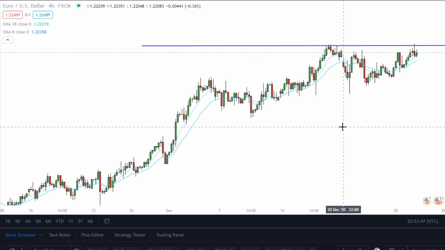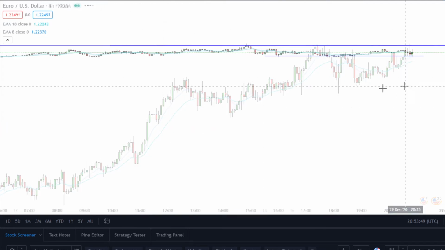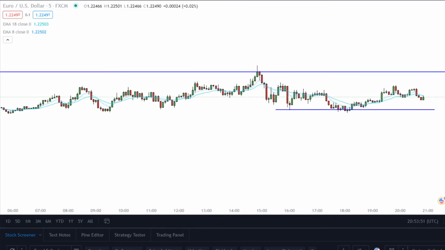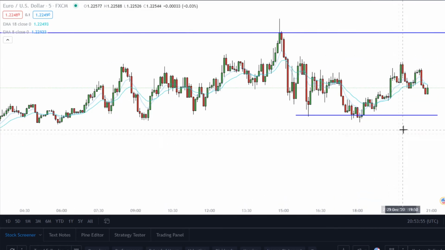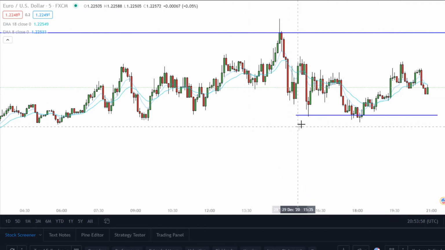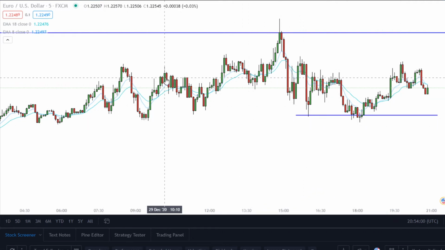If you're an intraday trader, you don't want to be looking at the 5 minute to understand where the market's going. That's silly. It's not going to tell you accurately where it's going. It's noisy. It's all over the place. You've got tons of support and resistance. So you've got support here, resistance here, resistance here, but it breaks it.